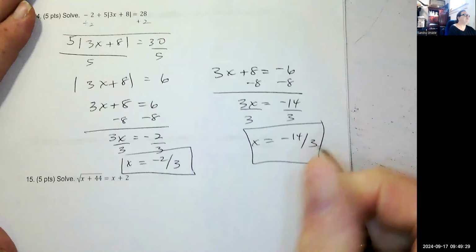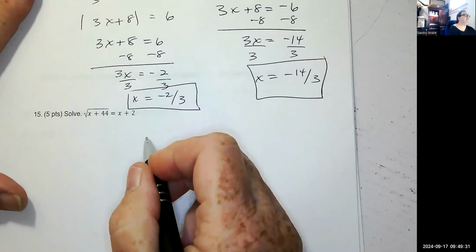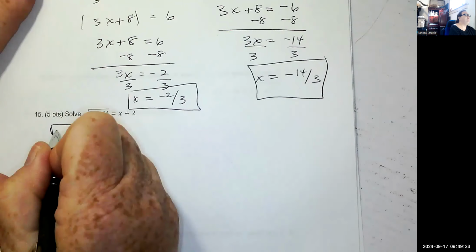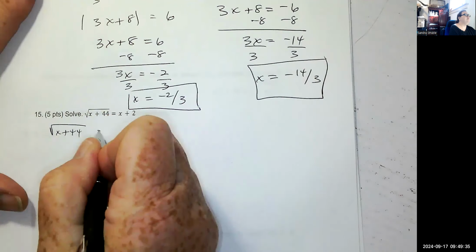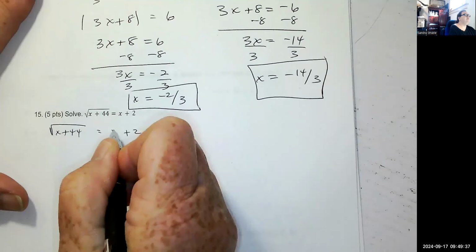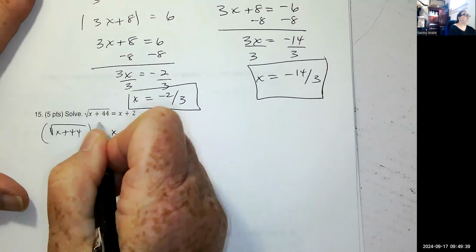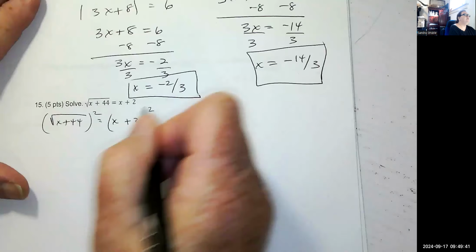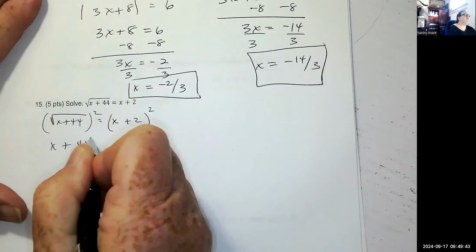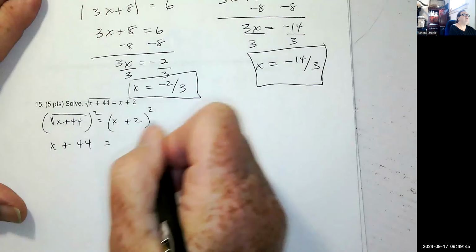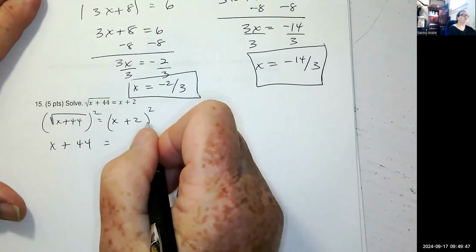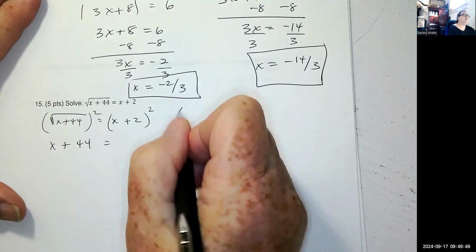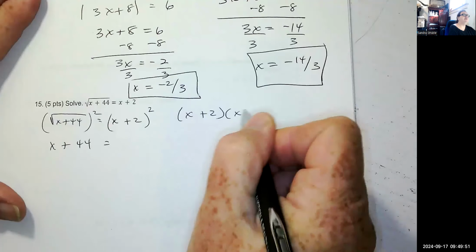There are my answers. All right, the next one we're going to solve. I'm going to rewrite this. To get rid of a square root, we have to square. What we do to one side, we have to do to the other. So x plus 44 is equal to, now do not just do x squared plus 2 squared. Please don't do that. It's x plus 2 times x plus 2.